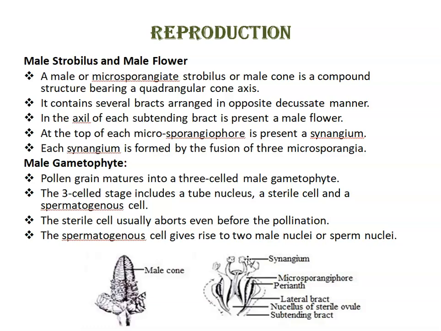With the male gametophyte, the pollen grain matures to form a 3-celled male gametophyte. But there is not much information about the process of development of the male gametophyte. So this 3-celled structure includes a tube nucleus, a sterile cell, and spermatogenous cells. The sterile cell usually gets aborted even before pollination, and the spermatogenous cell gives rise to male nuclei or sperm nuclei.